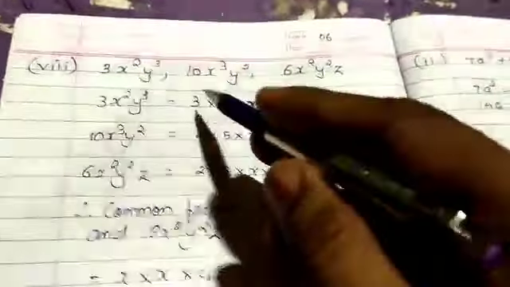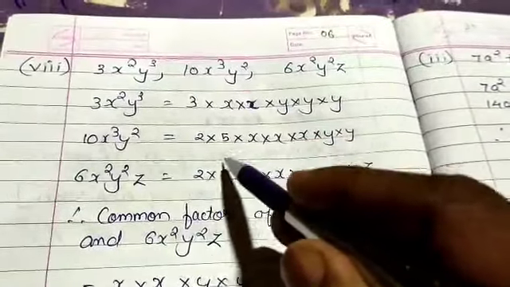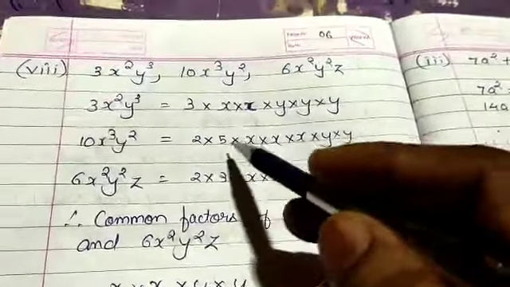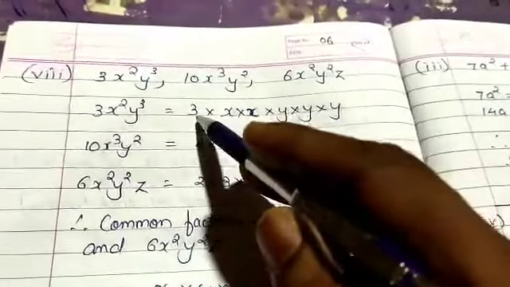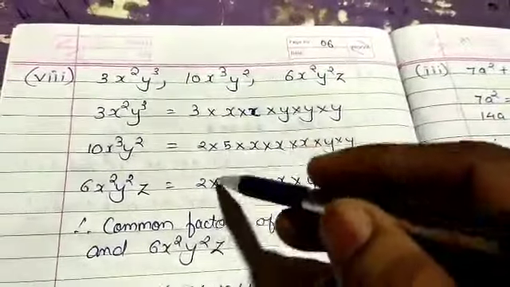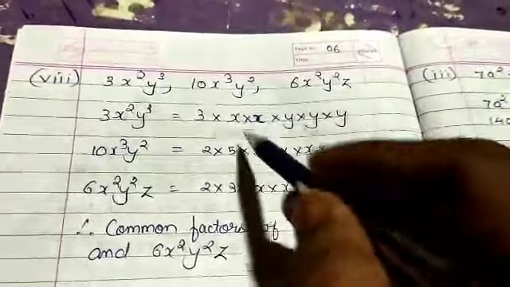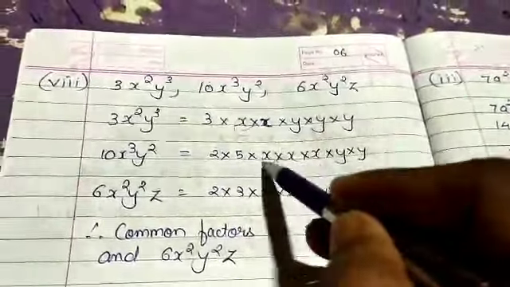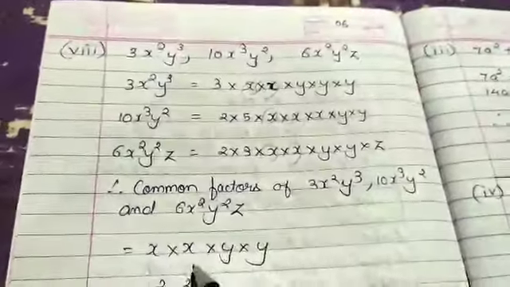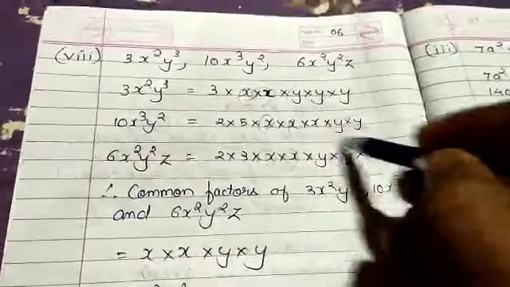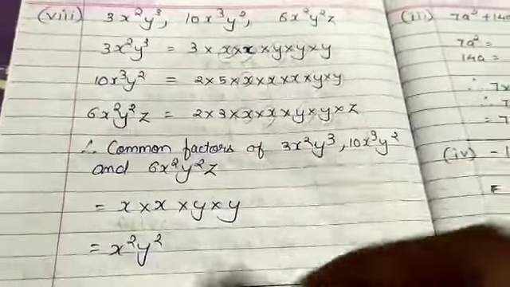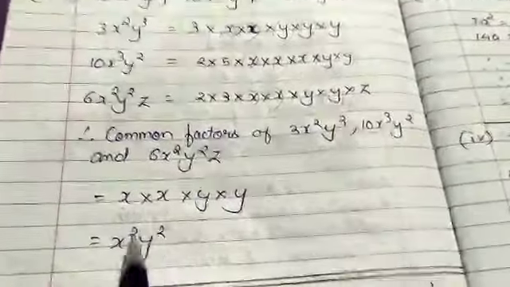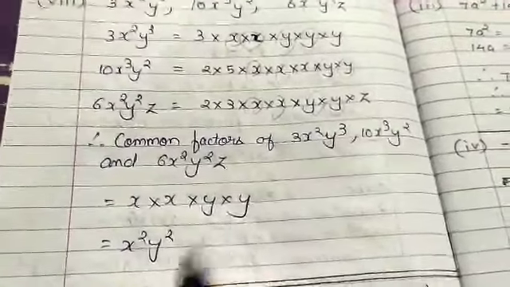Then find the common in all. 3 is here but not there, so we cannot write 3. 2, here it is 2, in two expressions 2 is common, but in the third it is not, so we cannot take 2, and 5 also. Then x is common, write down x. Then one more x is common. Then y is common. Then another y is common. z is over here, but not there, so we can write that x into x is x square and y into y is y square.